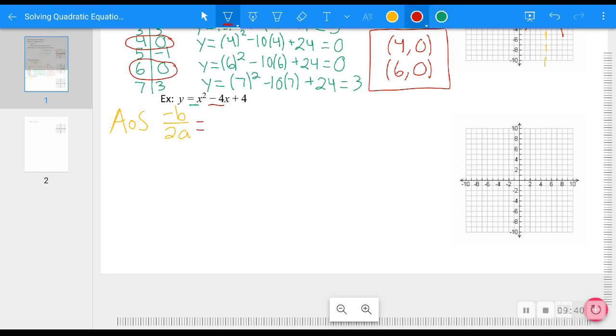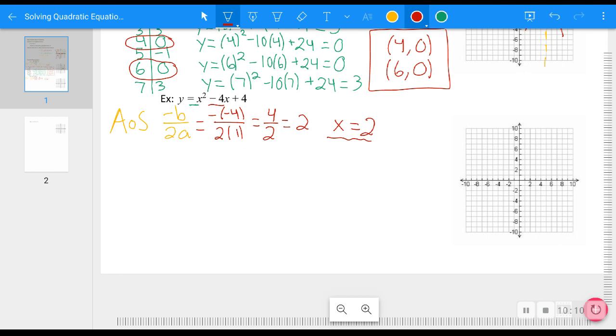So we're going to have a negative 4 over 2 times a, which is 1. So we'll get a negative 4 becomes a positive 4. Those negatives cancel out. 2 times 1 is 2. And then 4 divided by 2 is 2. But every single time we have to remember, this is an equation, so we have to write it as x equals 2.